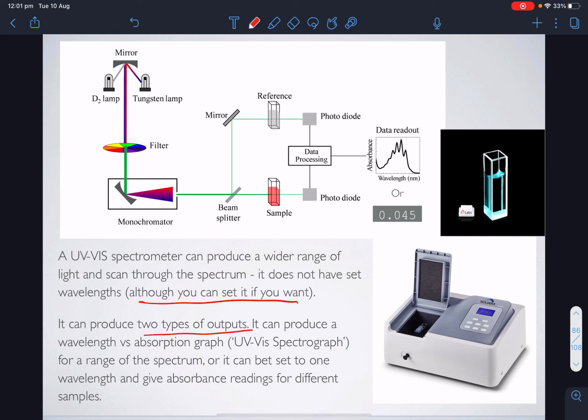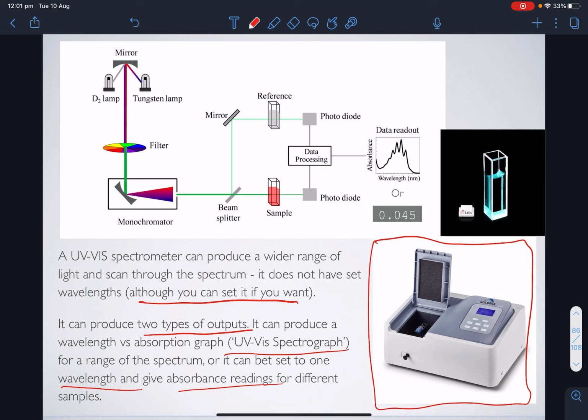Two types of outputs. It can produce a wavelength versus absorption graph, which we'll look at, and we can call these UV-vis spectrographs. Or it can be used just like a colorimeter: one wavelength, give me the absorbance, okay? So this is what they look like, usually these days. It looks like a big colorimeter. You put your samples in here, you put the lid down to block all light, and it will give you an absorbance like a colorimeter, or you can connect it up to a computer, and you'll get a wavelength versus absorbance readout, okay? So you could get a spectrograph, or you could just get absorption. You can set it to either, whatever you want to do there, okay?